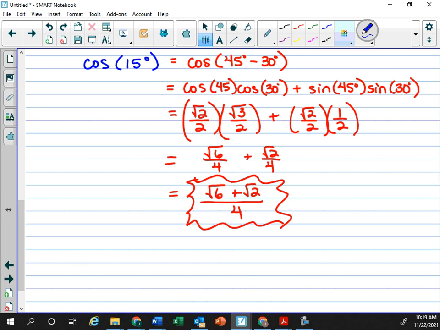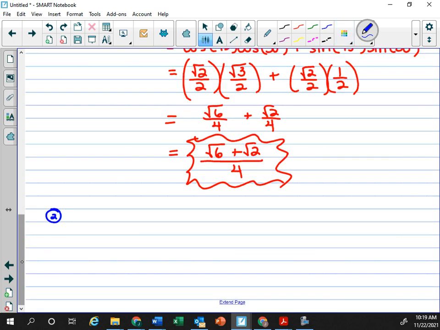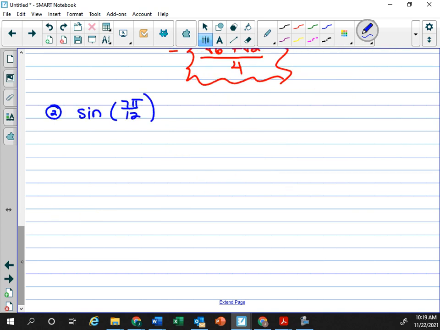All right, let's try again. Let's do a sine problem, and let's go back to radians. Let's do sine of 7 pi over 12. Okay, let's think on our circle. I'm just going to make a little tiny circle over here.